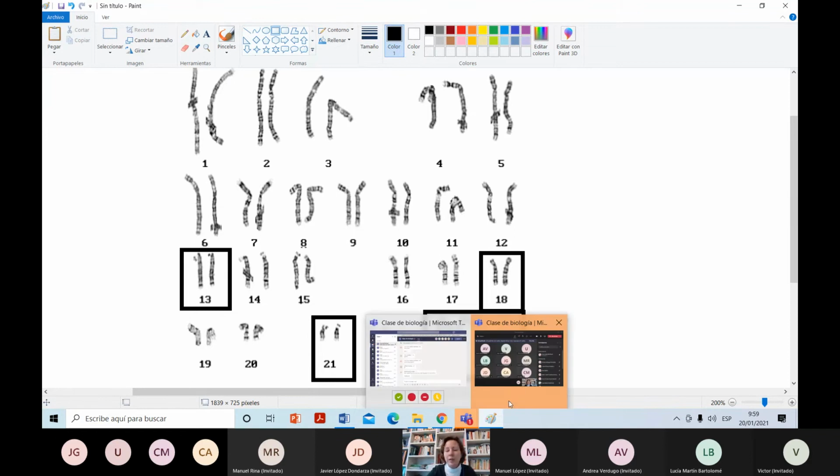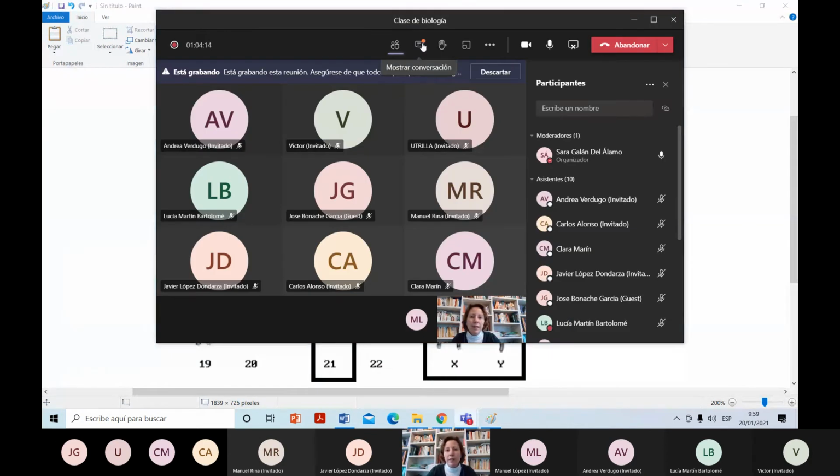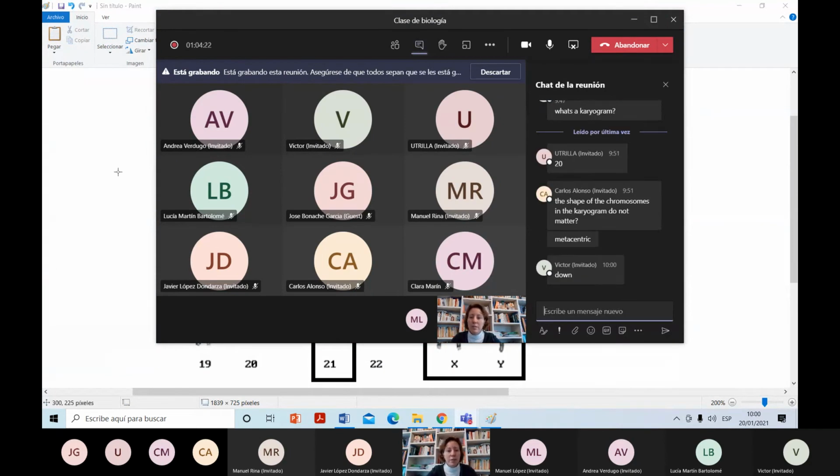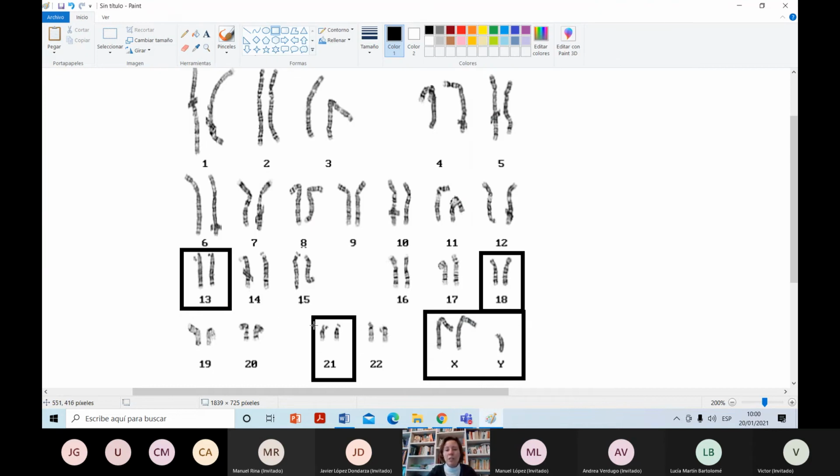What is the most common trisomy or chromosomal abnormality that you know? Do you know any syndrome that depends on this abnormality? Anyone knows any syndrome? Down syndrome. Okay. Down syndrome is due to a trisomy of this pair of chromosomes. So in the case of Down syndrome, we would have that this chromosome not be there, and this chromosome, instead of being twice, would be 3 times.